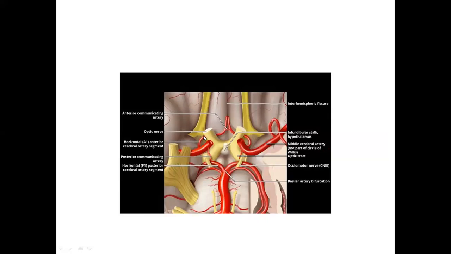This picture also shows the circle of Willis: the right internal carotid artery giving the anterior cerebral artery, the anterior communicating artery, the left anterior cerebral artery, and the posterior communicating arteries with the right and left posterior cerebral arteries.